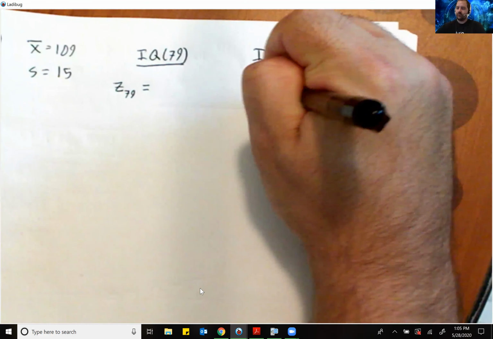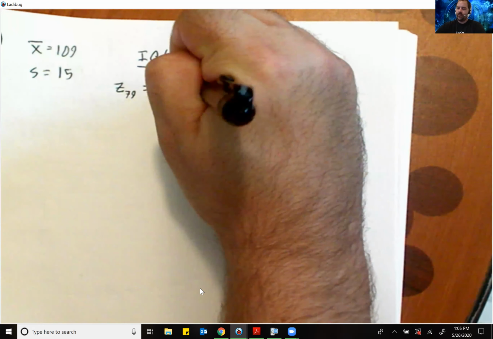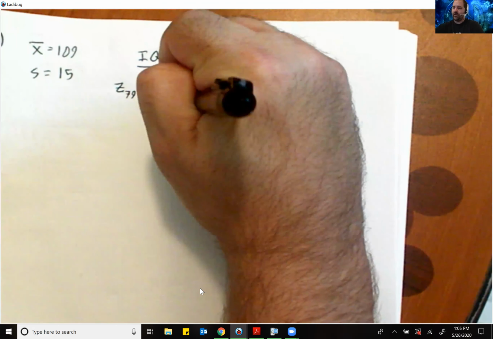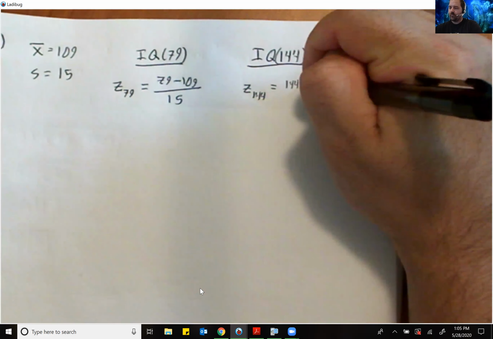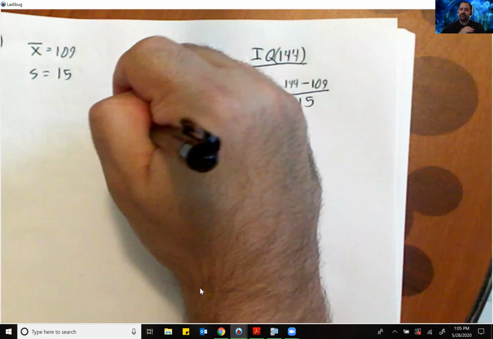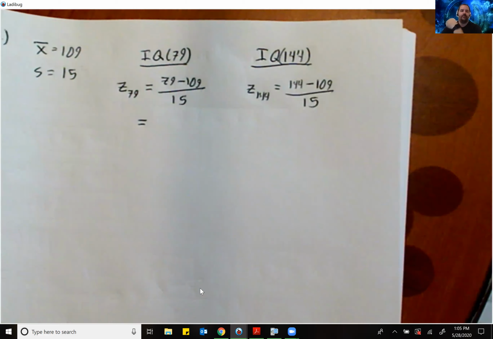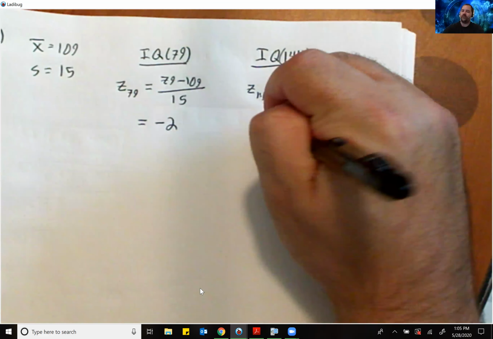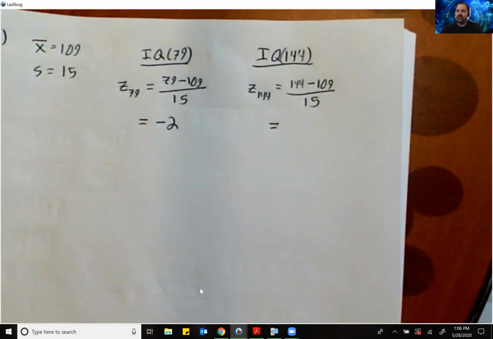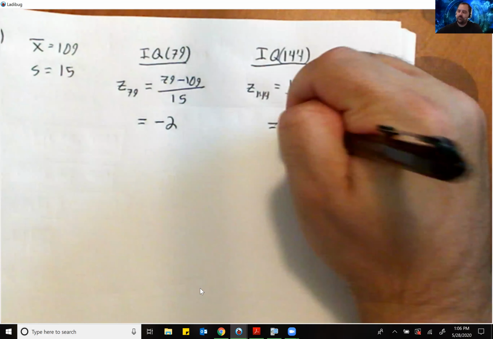So for the z-score, we'll take 79 minus 109 and divide that by 15. And over here, we'll take 144 minus 109 and divide by 15. So you just do some calculator work. What's 79 minus 109 divided by 15? -2. And what's 144 minus 109 divided by 15? 2.3 repeating.